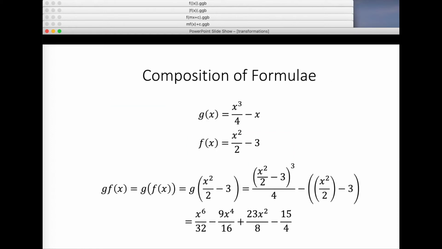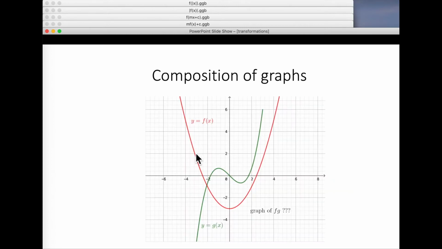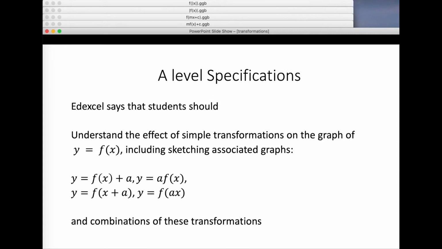Composition using formulae is a bit more complicated. It's easy enough to write that gf of x is g of f of x, but when you have some real formulae to deal with, the formula gets pretty messy. And it's a whole lot worse if you look at graphs. So there's really no sensible way of working out what the graph of fg is going to look like by staring at the graph of f and the graph of g. And yet that's roughly what we're being asked to do. Well, this is exactly what we're being asked to do by Edexcel anyway, and the others are very similar.